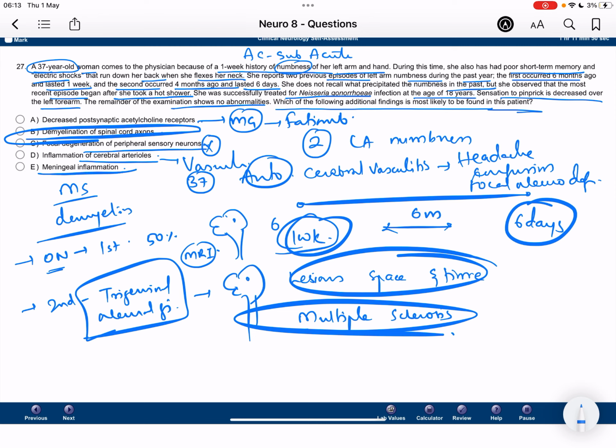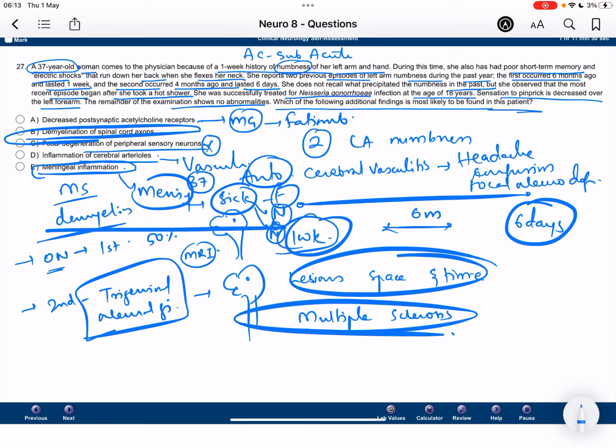Next, we talk about meningeal inflammation. Whenever there is meningeal inflammation, people usually present with meningitis. Patients with meningitis are usually sick, and fever and neck stiffness, neck rigidity will be present. This patient does not have any of these things. So the answer is demyelination of the spinal cord. Usually the lesions are separated in space and time. We'll see the next question.